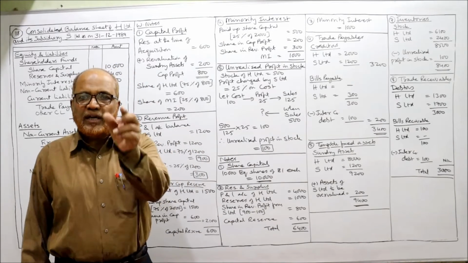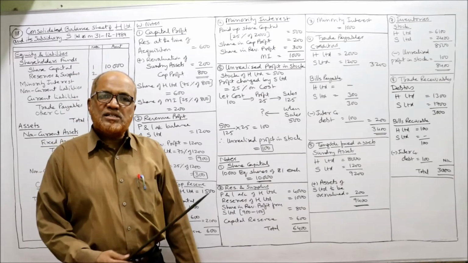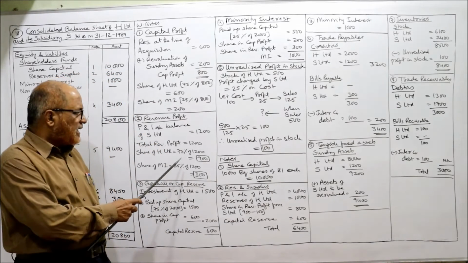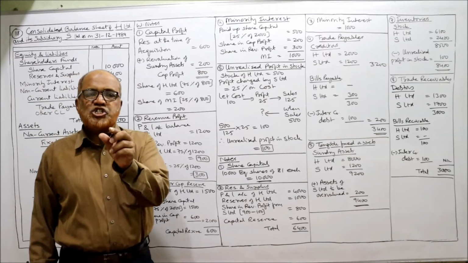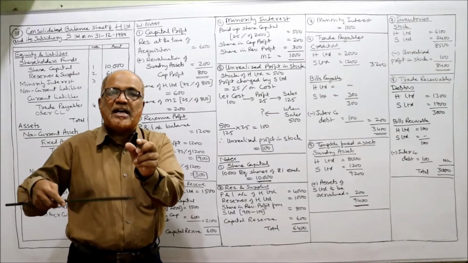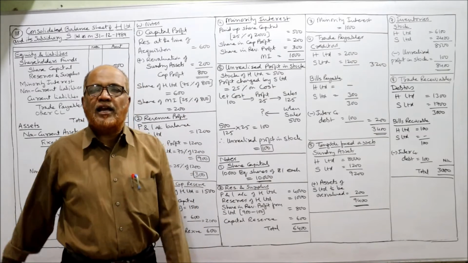So in the liability side, share of revenue profit. How much is the share of revenue profit H Limited is getting? 900. This is the revenue profit. 900 is the share of revenue profit getting from S Limited. So from that 900, deduct 100 unrealized profit.